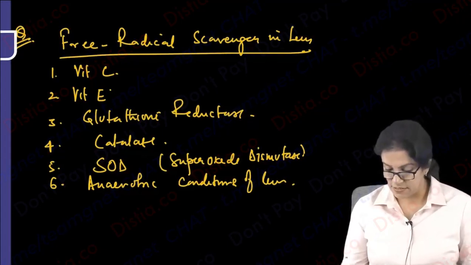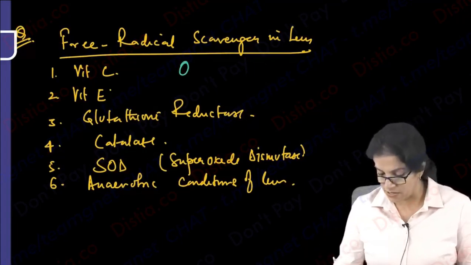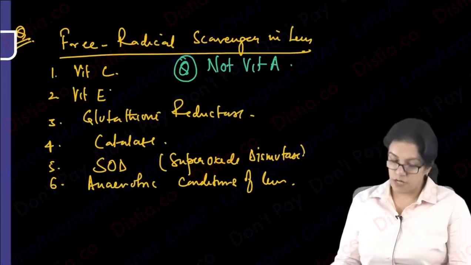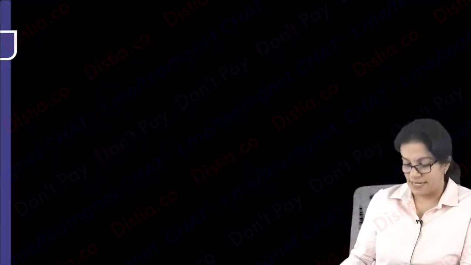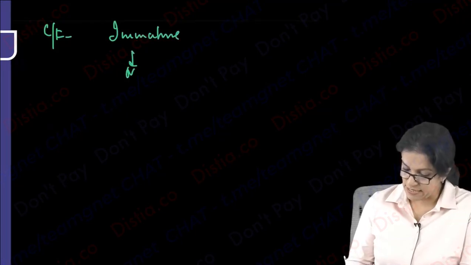Now, what was the question asked? Whether vitamin A is a part of the free radical scavengers. It is not. So make a cue and write down: not vitamin A. We next talk about clinical features in nuclear cataract. We can again describe it as immature cataract, very simple, mature cataract and hypermature.